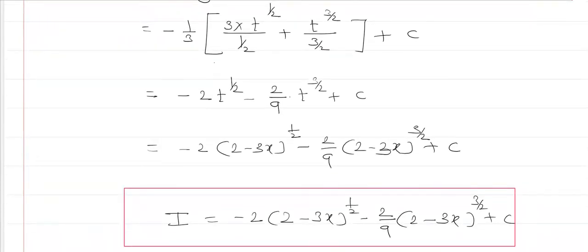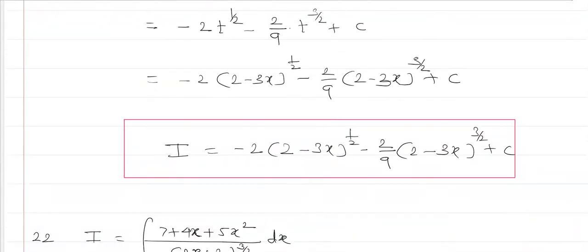Again replace the value of t, which is 2 minus 3x, bracket raised to 1 upon 2, and again 2 minus 3x, bracket raised to 3 by 2, plus c. Therefore our final answer is I is equal to minus 2 in bracket 2 minus 3x, bracket raised to 1 upon 2, minus 2 upon 9 in bracket 2 minus 3x, bracket raised to 3 by 2, plus c.